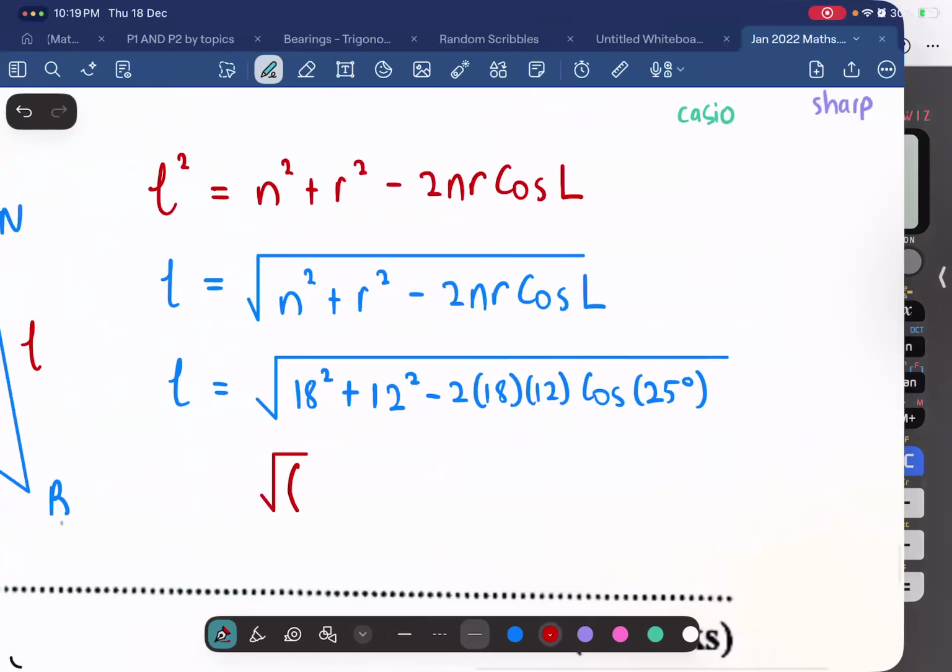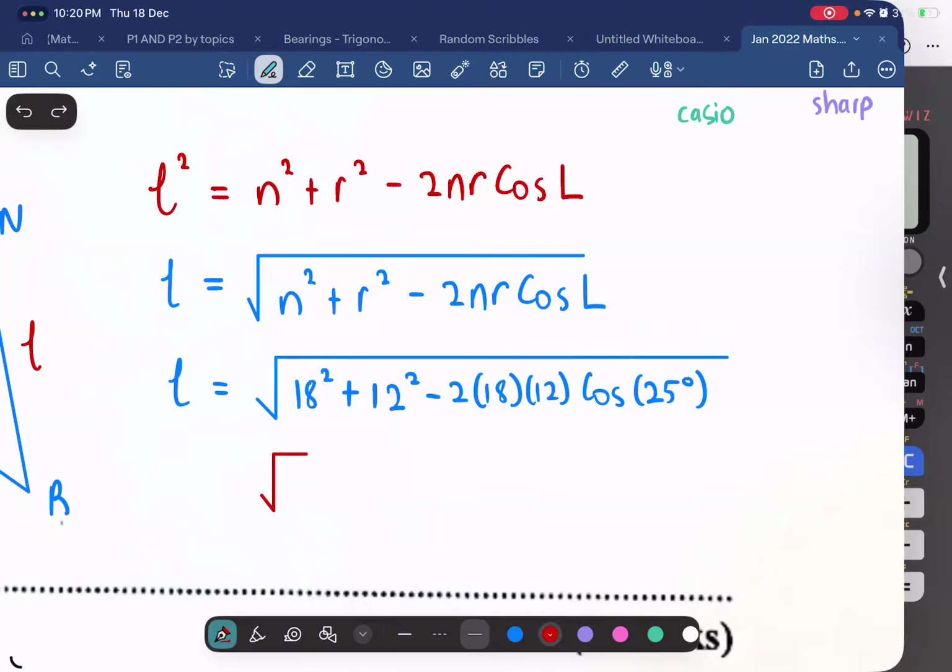Now let me explain why you put the bracket. The Sharp calculator is really bad in the sense that the square root sign doesn't look like it's going over everything. It only looks like it's going over the first term you put in. To rectify that, you put everything you want in brackets so that the calculator knows to square root everything in brackets. So that's why I put an extra pair of brackets.